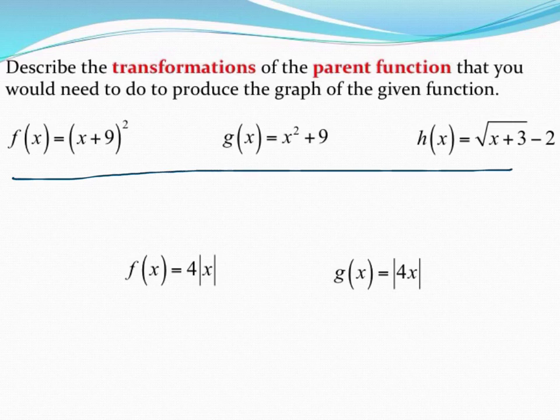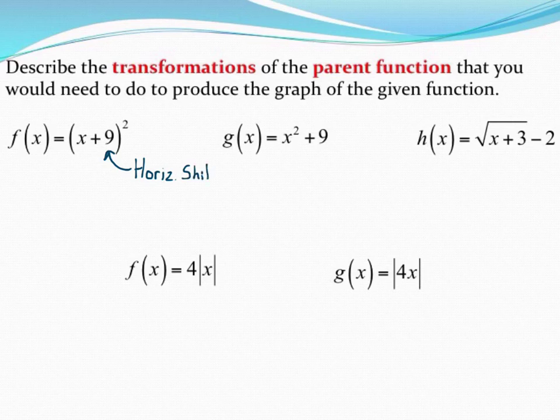Everything in the top row deals with numbers being added or subtracted to our parent functions. Those will have the effect of translating or sliding our graphs. And specifically what we're looking for is whether or not that number is being added or subtracted inside the parentheses or the absolute value bars or underneath the radical, or whether it's being added or subtracted outside of those things. So if you're being added or subtracted inside, this is a horizontal shift. So I'm going to go ahead and label that as such. So it's a horizontal shift or a horizontal translation of the graph.